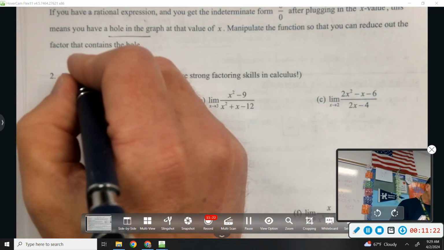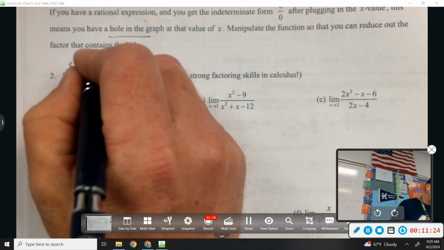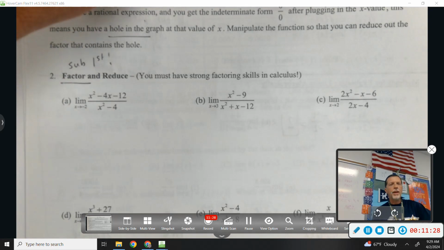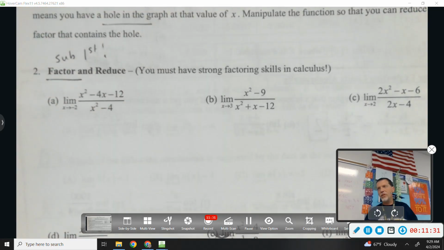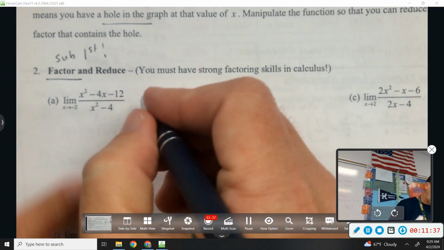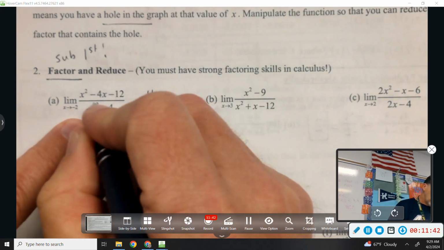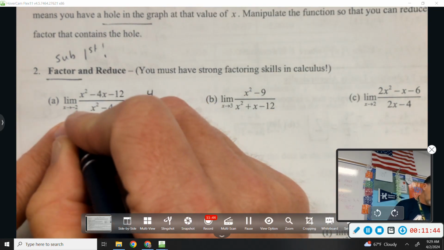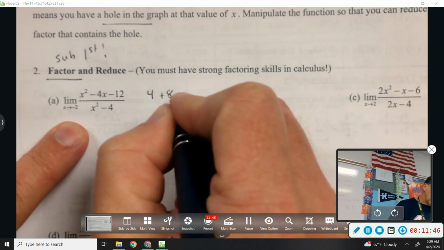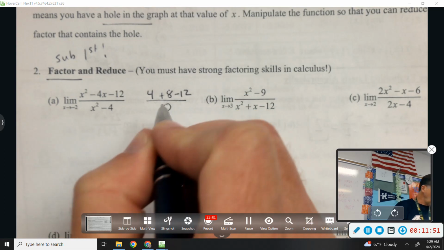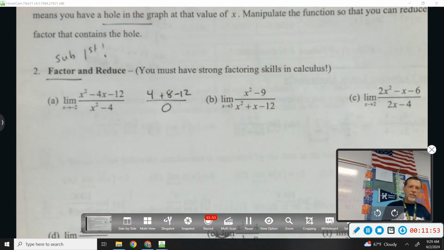Again, you always try substitution first, because you may not need to factor and reduce. And in calculus, if you don't try substitution first and you go to a secondary method, it might lead to a wrong answer. So you've got to try substitution first. If I square -2, I get 4. -4 times -2 is +8, minus 12, over 4 minus 4 is 0. So that's 0 over 0.